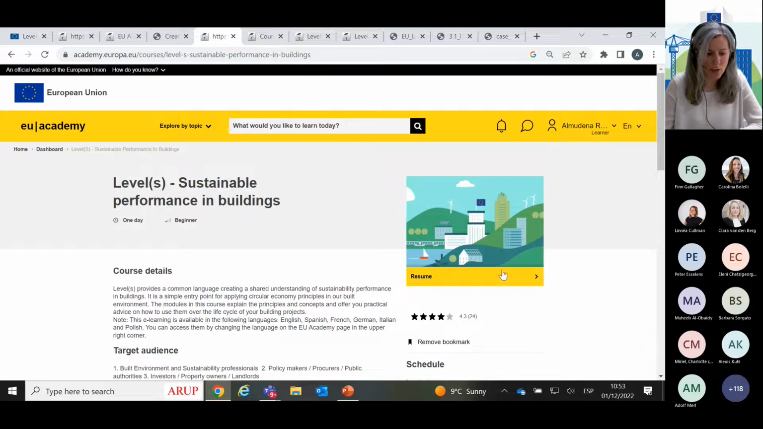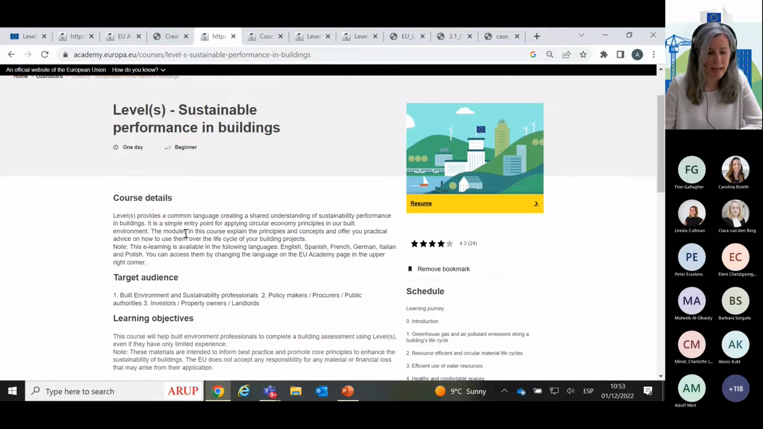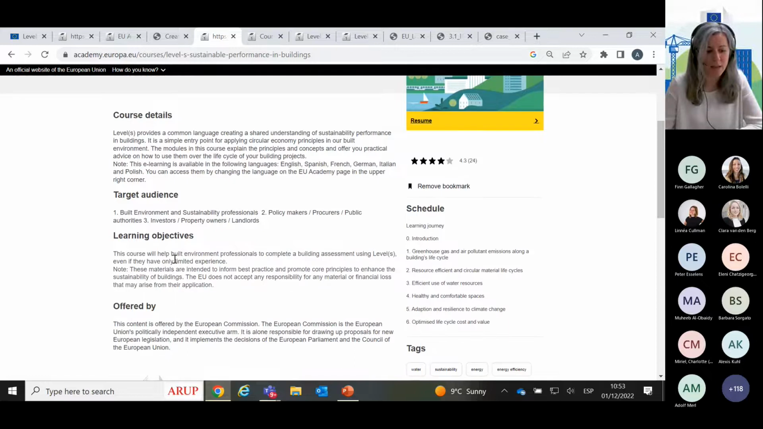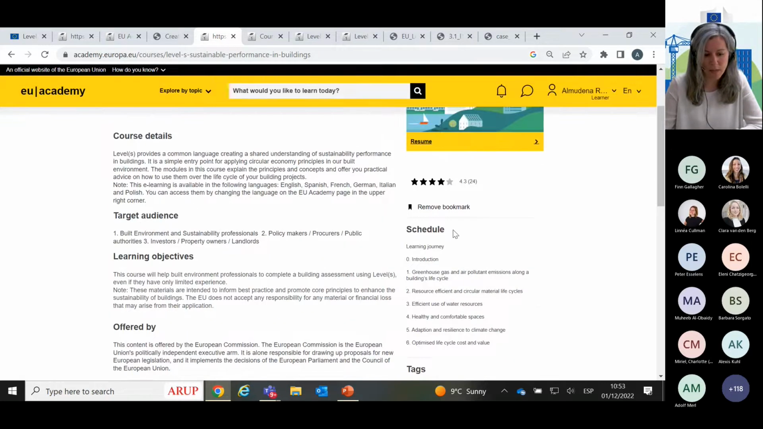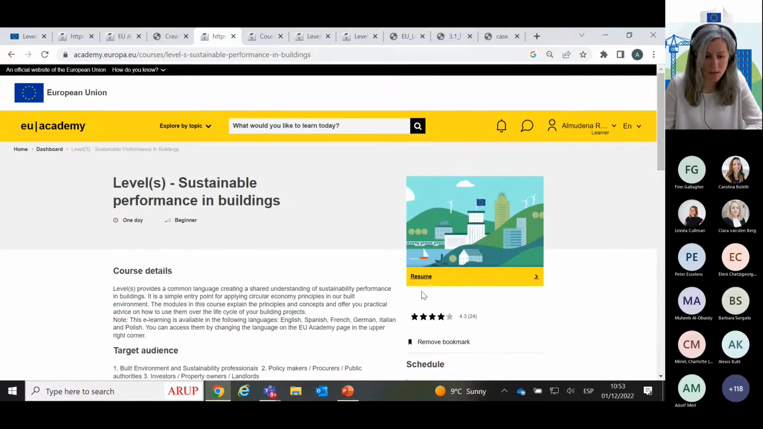So once you are in the course, you can see in this first page the different course details, the target audience, the objectives, and also some details of the contents of the learning with the different modules that are here. This is connected to the different macro objectives that Josephine explained at the beginning of the Levels basics. And also it has two initial modules that I'm going to explain in some seconds.